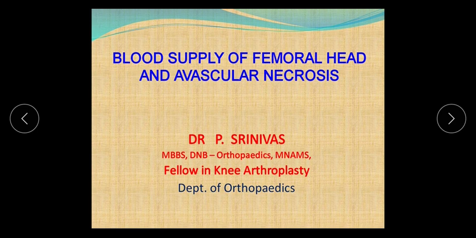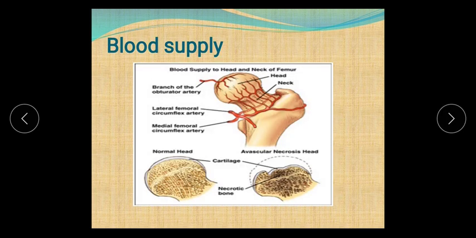Today I will be discussing with you about blood supply to the head of the femur and avascular necrosis. This is the figure showing the blood supply to the head of the femur. Mainly it is supplied by three arteries, that is the medial femoral circumflex artery, the lateral femoral circumflex artery, and the artery through the ligamentum teres, which is a branch of the obturator artery.